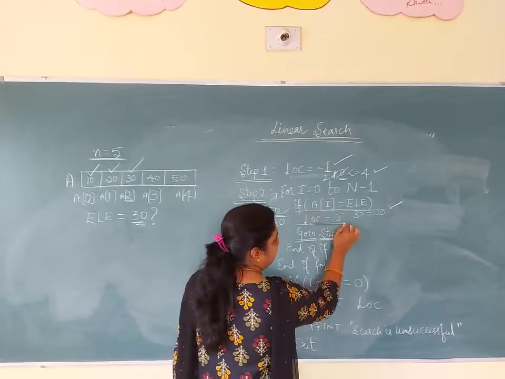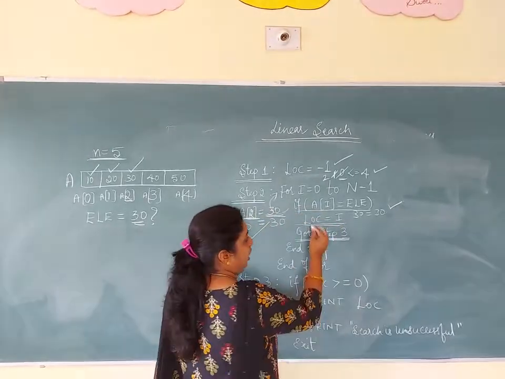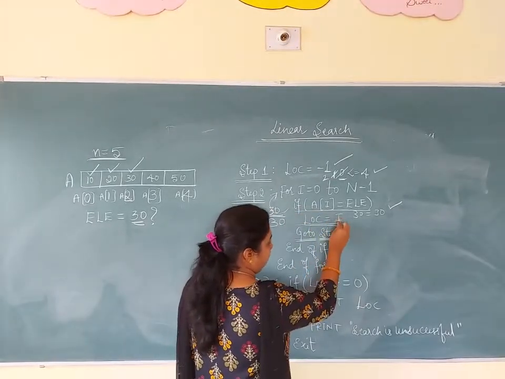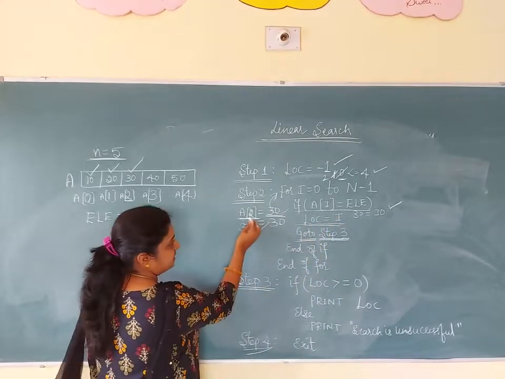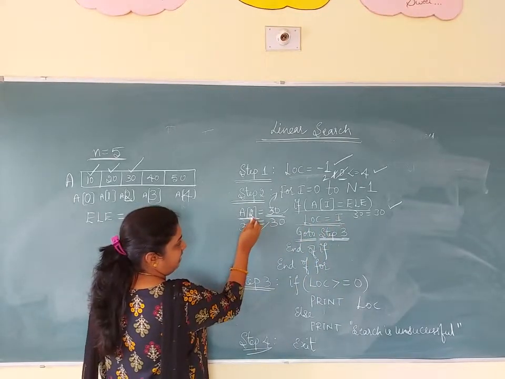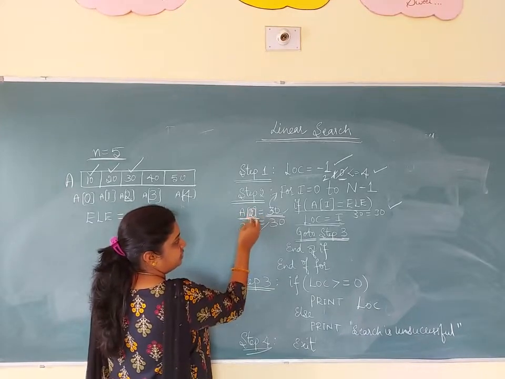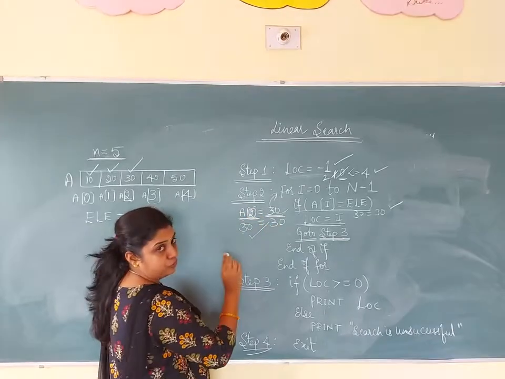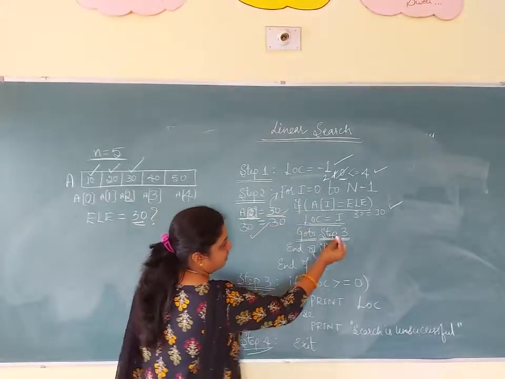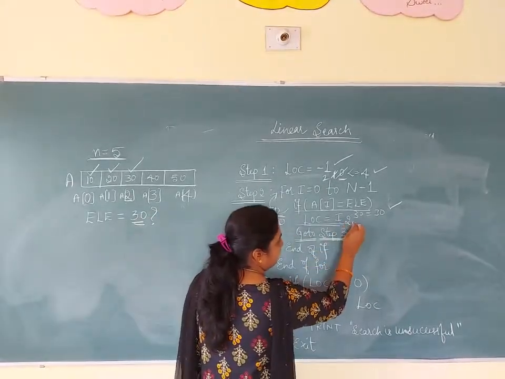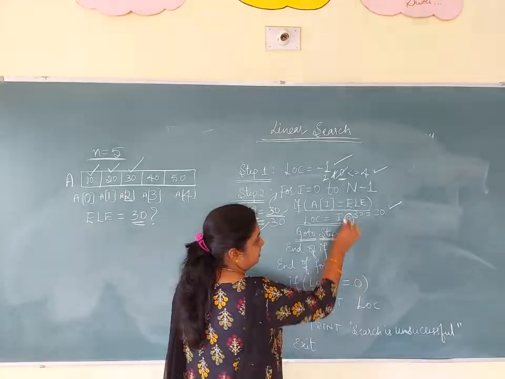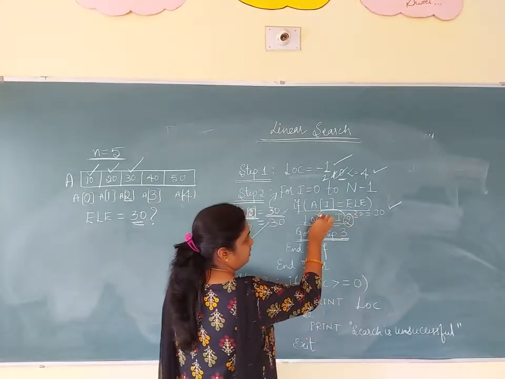it will go to the next statement, that is location is equal to i. What is meant by i? See, here i value is 2. When i becomes 2, the element 30 is found. So now my i value is 2. This will be assigned to the location, 2.